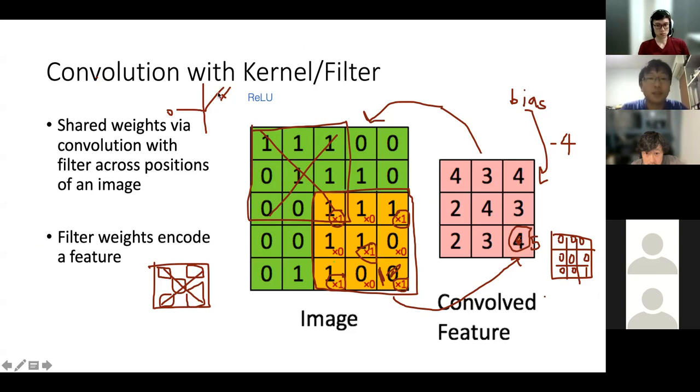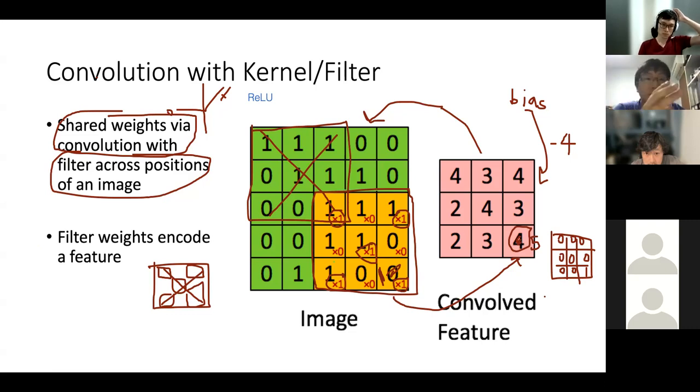Overall, what this shows is that we have shared weights via convolution with the filters across positions of an image. It's because I apply the same filter across different sections of the image that I use the same method of processing regardless of where I am in the image. And that will give me the feature maps that we see on the right. This filter's weights you can view as encoding a feature. In this case, the feature that it encodes is the X feature, to find out where the X's are in the image.